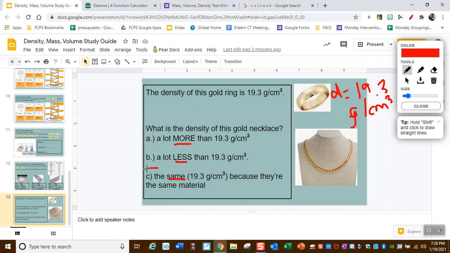The correct answer is C. This is made of gold.